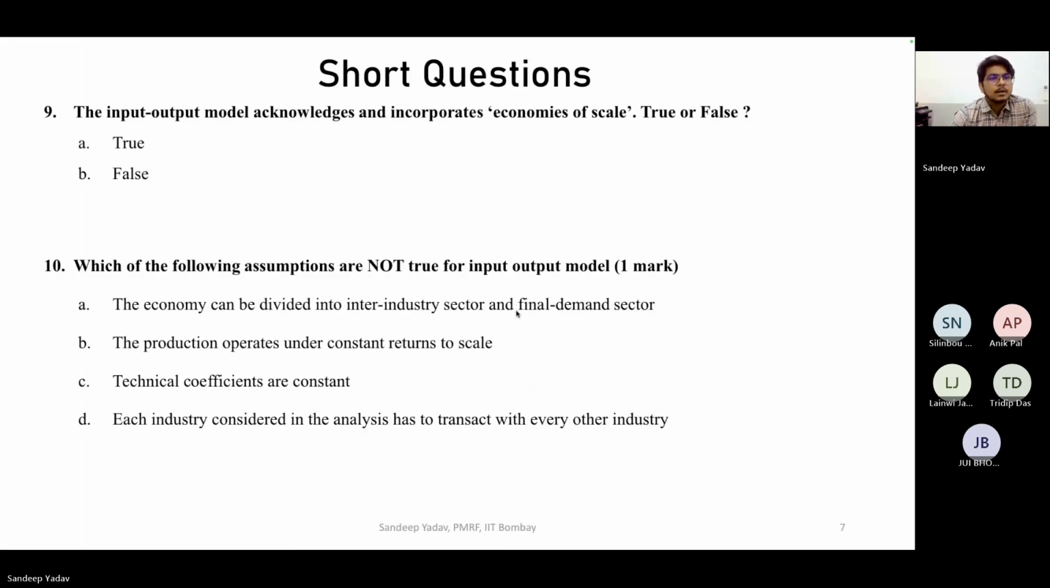Question number 9. The input output model acknowledges and incorporates the economies of scale. Is this true or false? I'm repeating again. The input output model acknowledges and incorporates economies of scale. Is it true or false? It's very easy. You must be able to answer this. True, sir. Yes, someone is trying to say it is true, sir.